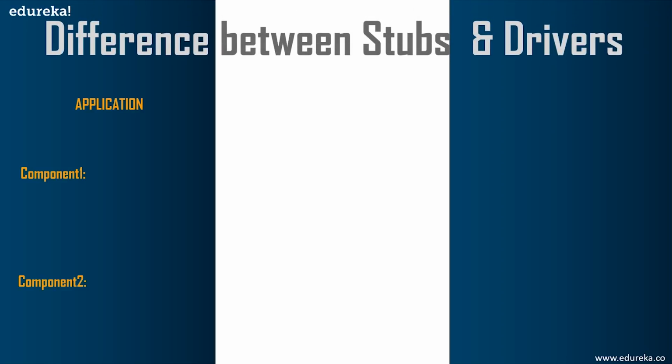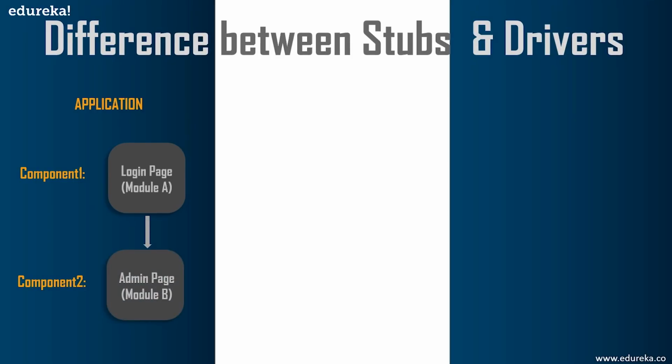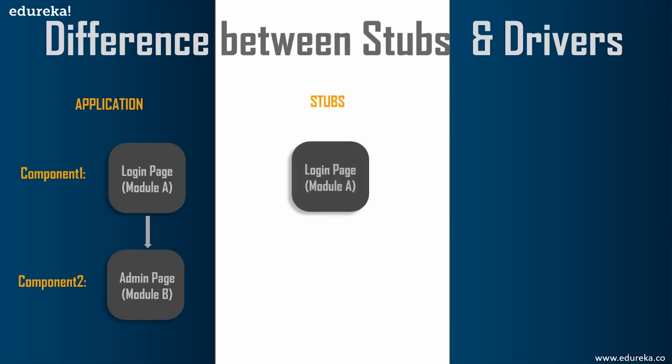Here I'm considering a single application, and this application has two components. Component 1 is the login page, let's say module A, and we have module B, which is the admin page. As you can see, the login page is dependent on the admin page. Now suppose you have to test the login page. Developers have developed the login page and sent it to the testing team to test. The problem here is that the admin page is not yet developed.